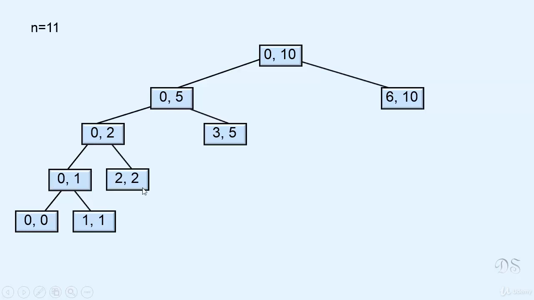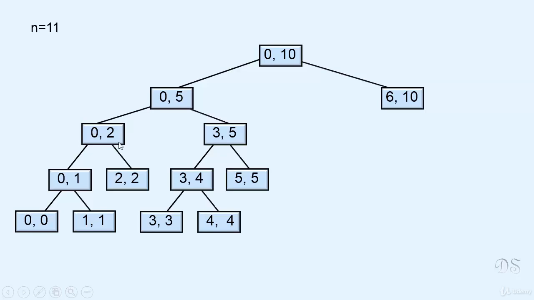Now A0 to A1 and A2 are sorted. So they'll be merged to temp 0 to temp 2. And then temp 0 to temp 2 will be copied to A0 to A2. So A0 to A2 becomes sorted. Similarly, this will become sorted. Now when A0 to A2 and A3 to A5 are sorted, they'll be merged to temp 0 to temp 5. And then temp 0 to temp 5 will be copied to A0 to A5. Similarly, this A6 to A10 will become sorted.